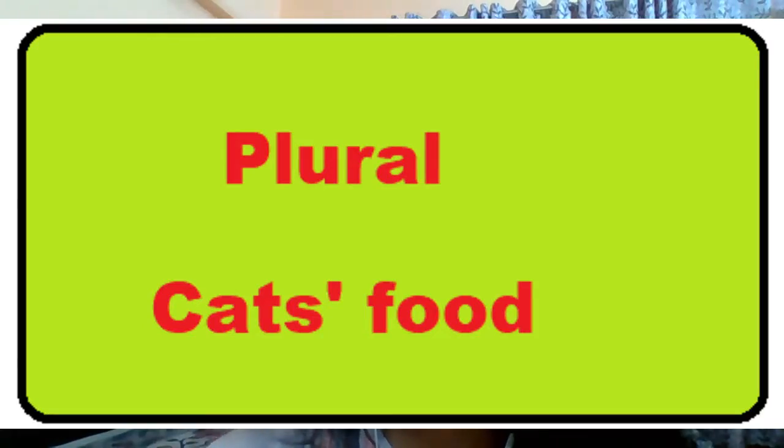For example, if I say cats, I'm talking about plural here. Cats' food. I'm talking about plural here, again I'm telling you, cats, C-A-T-S, cats. So all I have to do is just put a punctuation mark, an apostrophe, at the end, and then I have to write food, because I'm talking about many cats here. Are you getting my point?